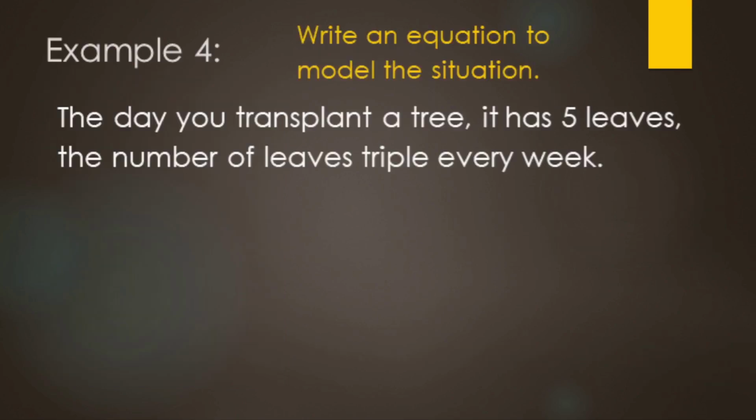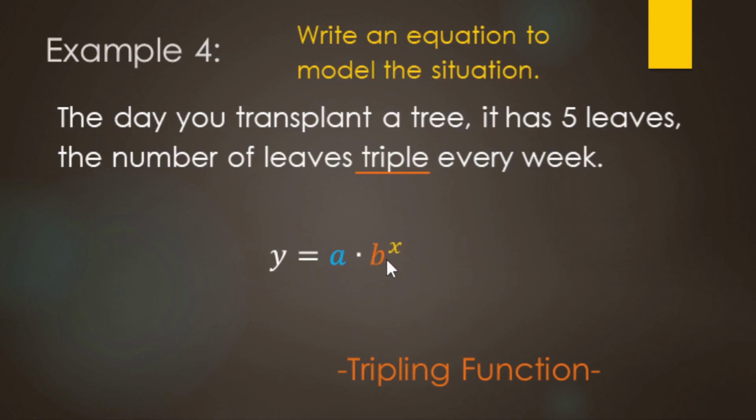Okay, so in this example, we have a tree that we just transplanted. Right now it has 5 leaves, right? Starting out 5 leaves, and then the number of leaves is going to triple every week, okay? So notice we are tripling every week. So this is a repeated multiplication. It's a tripling function. So that is going to be an exponential function. So it's going to follow the form y equals a times b to the x.